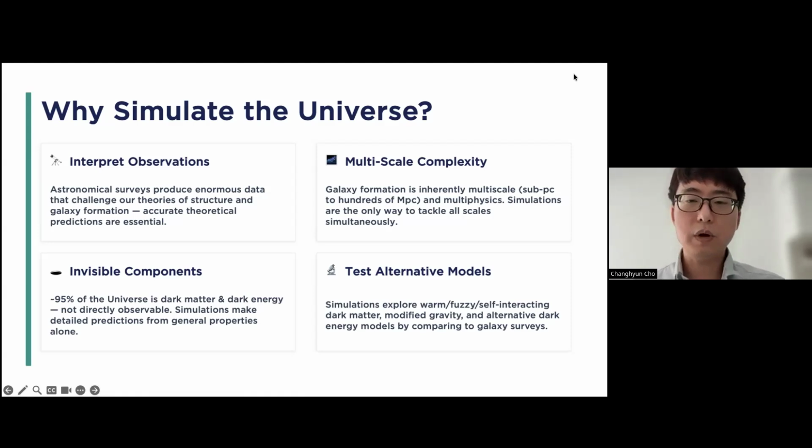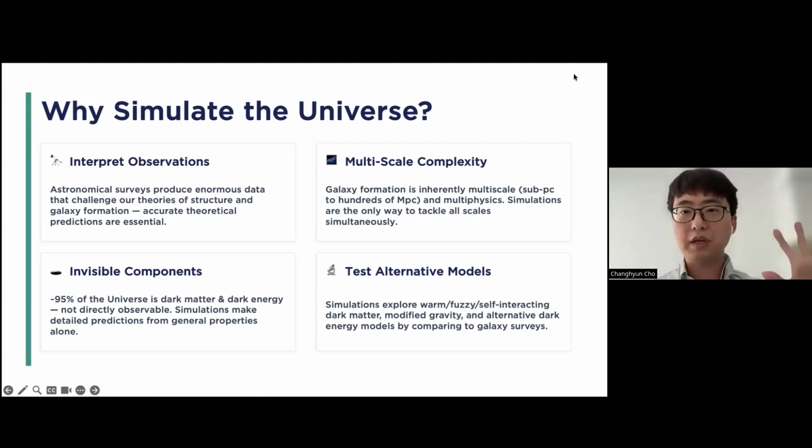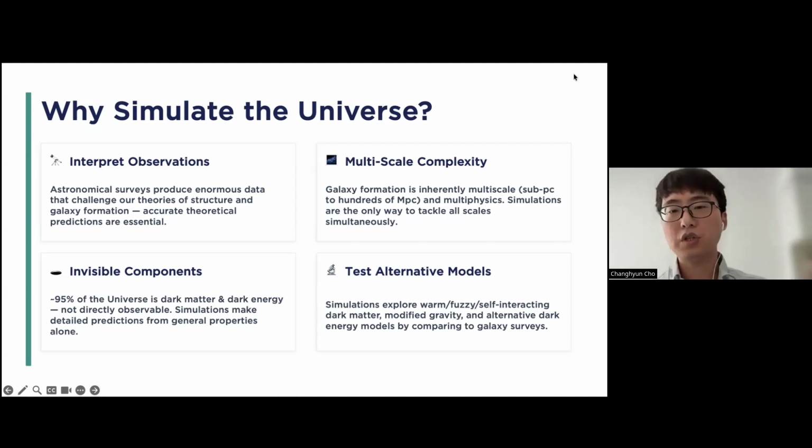Another thing I want to mention is that lots of interesting physical phenomena happen at the very sub-parsec scale, like how stars form, how black holes form, and how they put energy into the environment. These are subscale structures, but these subscale physical phenomena can influence the whole evolution of the galaxy. So we want to bridge the gap between small scale physics and large scale structure formation.